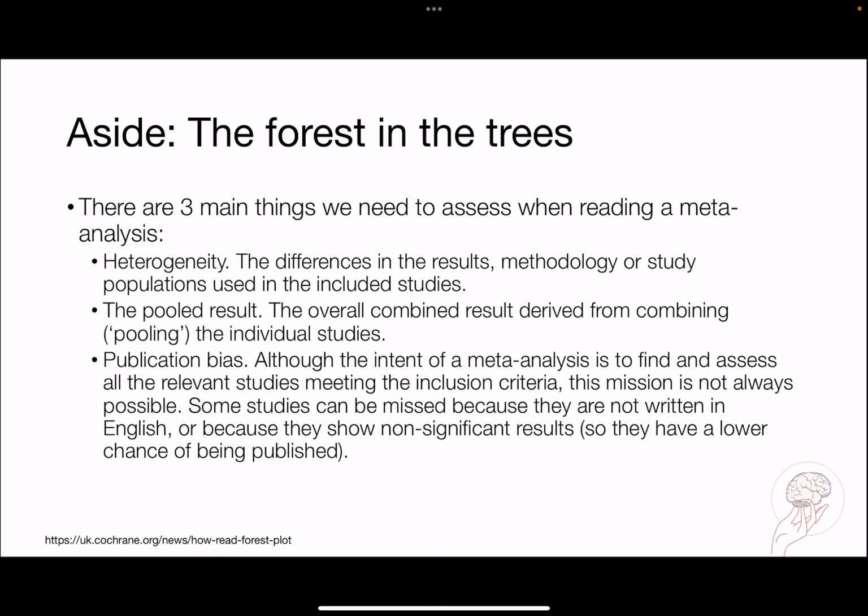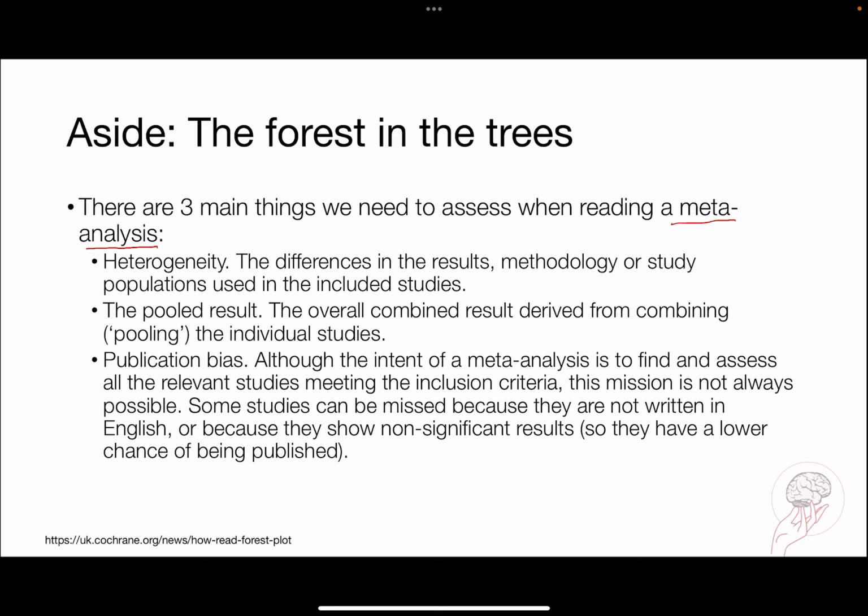So there's three main things that we need to think about when reading a meta-analysis. The first is the heterogeneity. And this can be heterogeneity in anything. Heterogeneity means difference in something, that a population of something is not similar. So the differences could be in the results, the methodology, or the study populations used in the included studies.